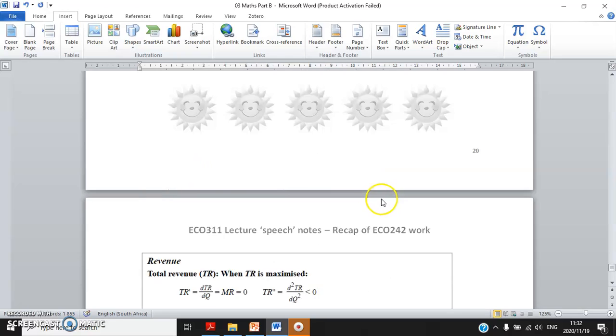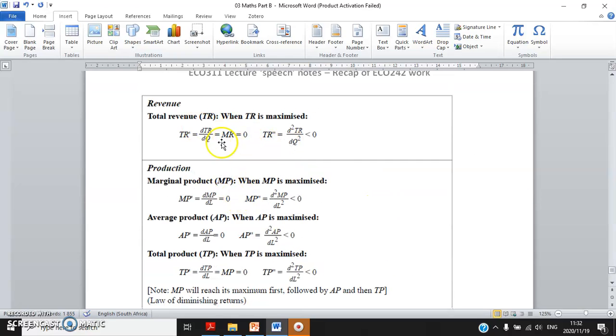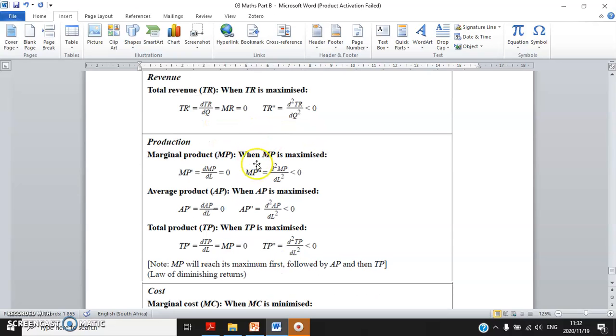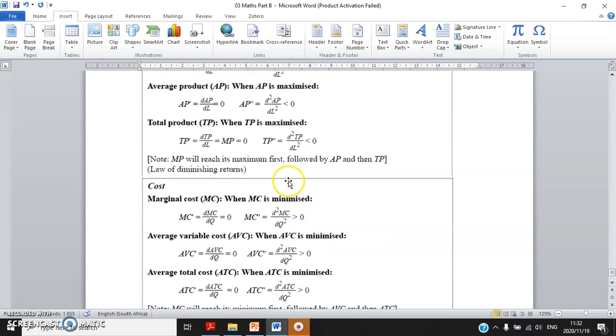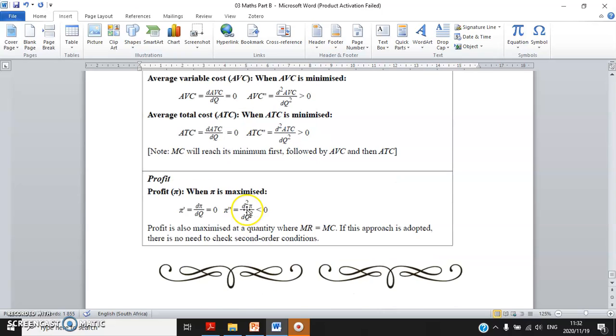And then the last thing is there is a nice summary table actually coming from the prescribed chapters on the first and second order conditions for maximization of revenue, maximization of the total product, average product and marginal product, minimization of the cost. Remember, we focus on marginal cost and average variable cost minimization. And finally, profit maximization. Second method, you need first and second order conditions. First method is easy. Marginal revenue equals marginal cost. So that's it for the second mass eco topic.